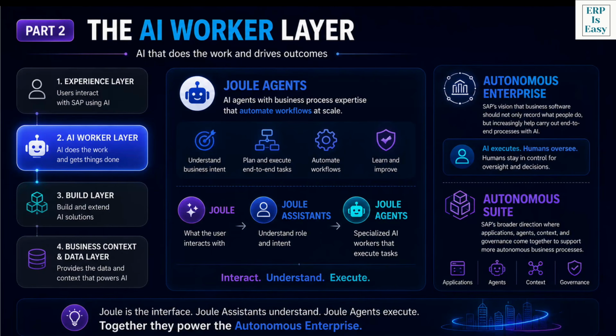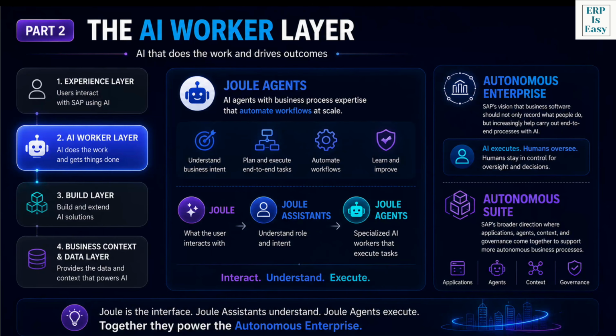Part 2 is the AI worker layer. This is where things get really interesting. Here you will find Joule agents, and this is a term you will hear a lot going forward. A Joule agent is not just a chatbot. It doesn't simply answer questions. Its job is to actually help get work done.